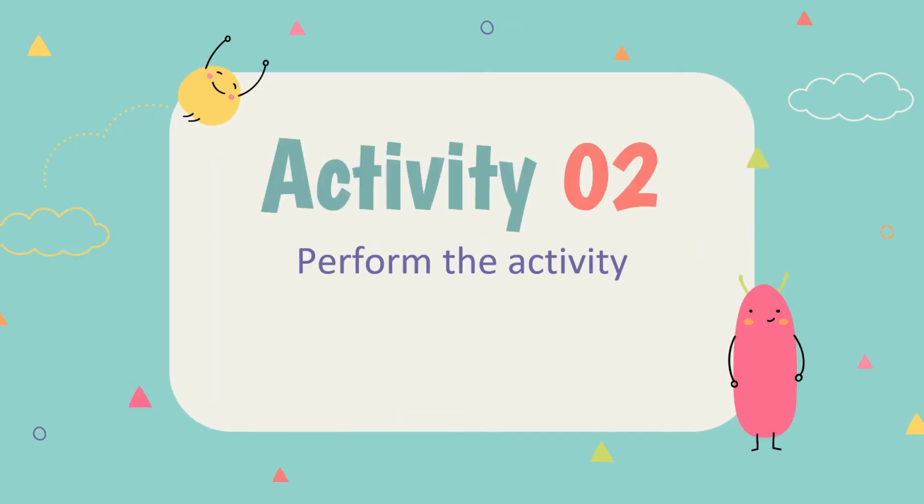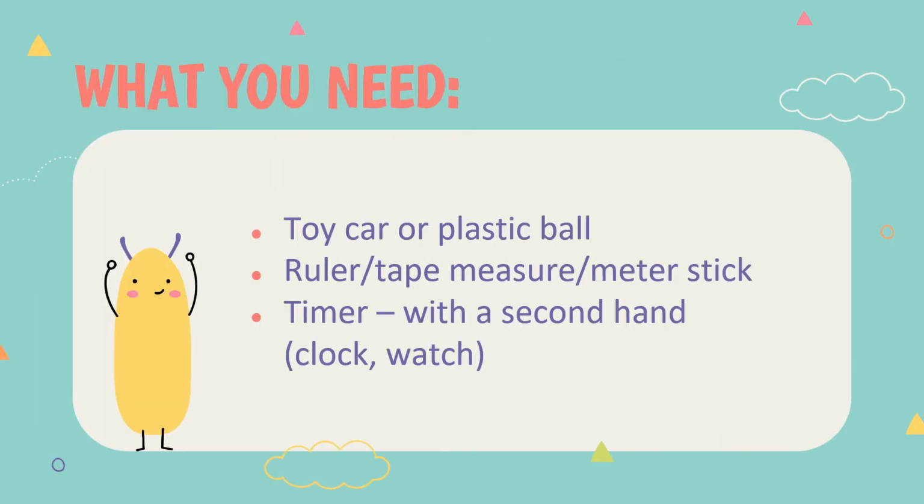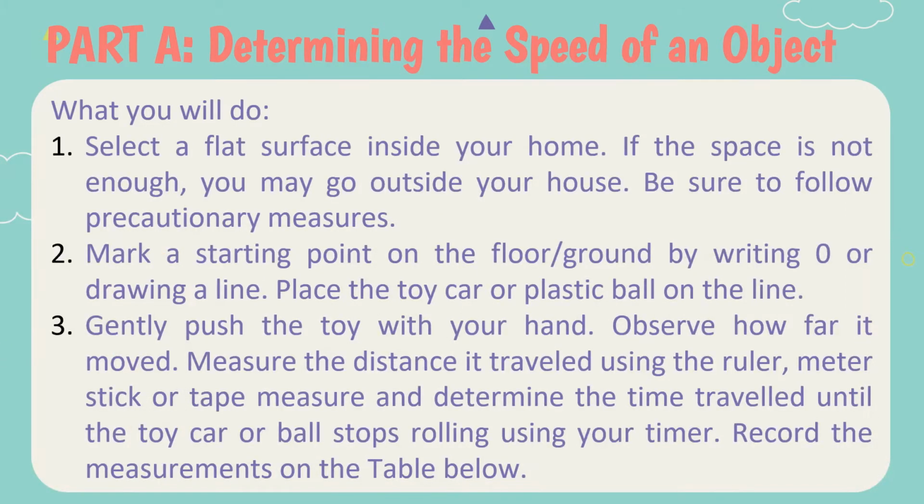Activity 2. Perform the activity. Here are the materials that you will need. Toy car or plastic ball, ruler, tape measure or meter stick, and timer with a second hand. You can use a clock or a watch. Part A. Determining the speed of an object.